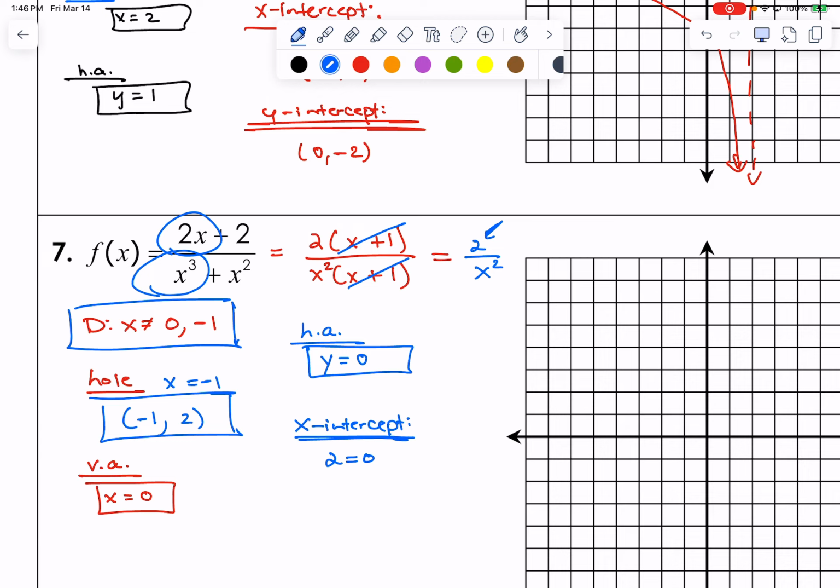So, 2 cannot equal 0. Everybody, say it with me. Can 2 equal 0? No. All right. Now, is there a y-intercept? Plug 0 in. There's no... 2 over 0. What's 2 over 0? Undefined. Undefined, so there's no y-intercept.